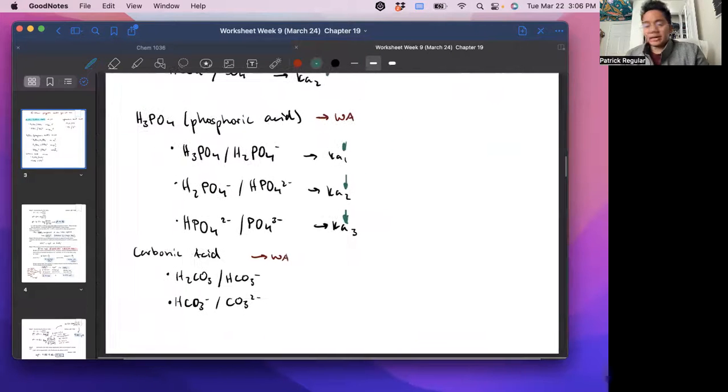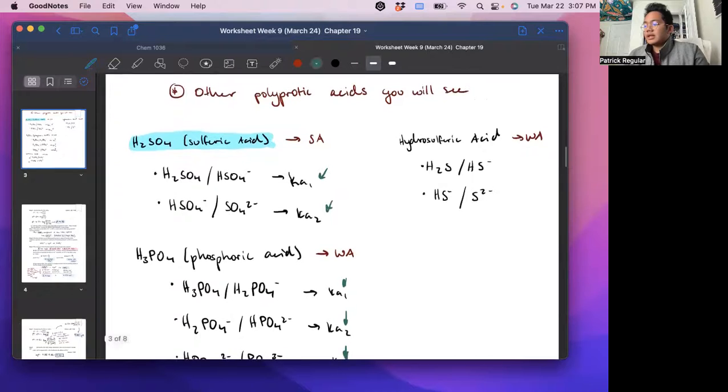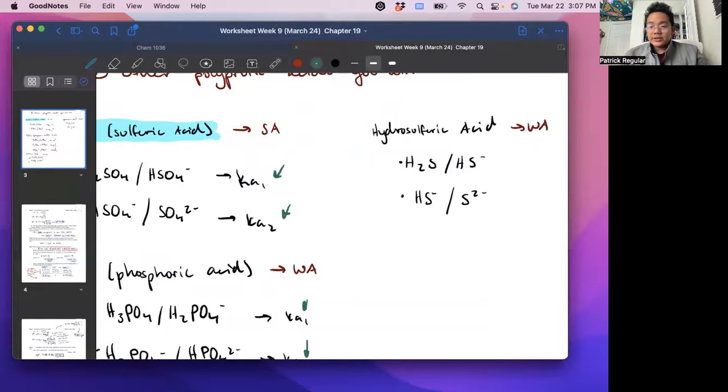Now, the other one that you'll be working with as you go through the worksheet is carbonic acid. And if you remember, carbonate is one of your 2 minus polyatomic ions. So it has a capacity to hold 2 protons. So you have H2CO3 and you have HCO3 minus that can act as acids because, again, it can lose both those protons. Now, for acids that are not polyatomic, there's also hydrosulfuric acid. Here you have a sulfide ion, which is a 2 minus, and it has 2 protons that it can protonate. All right.